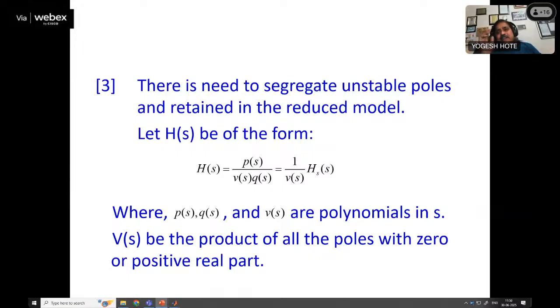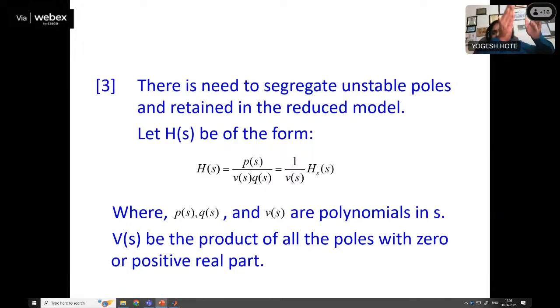Please, what I'm saying is that in the system there are stable poles and unstable poles. We cannot discard the unstable poles. Unstable poles should be a part of our reduced order model. We cannot discard them at any time. So how do we reduce the model? The unstable poles you separate first, and keep only the stable poles.